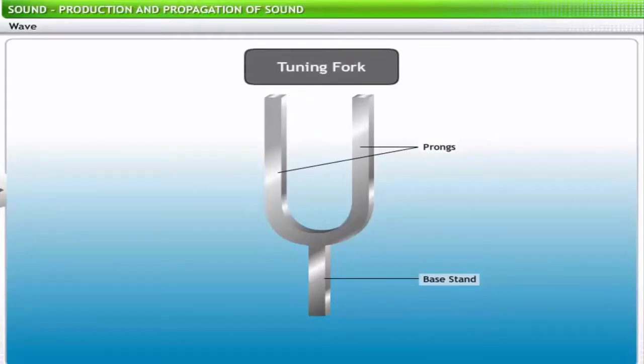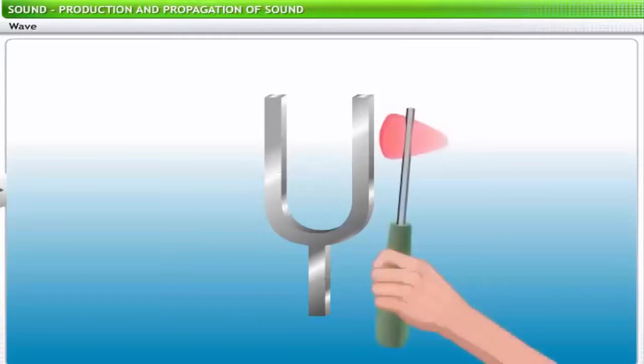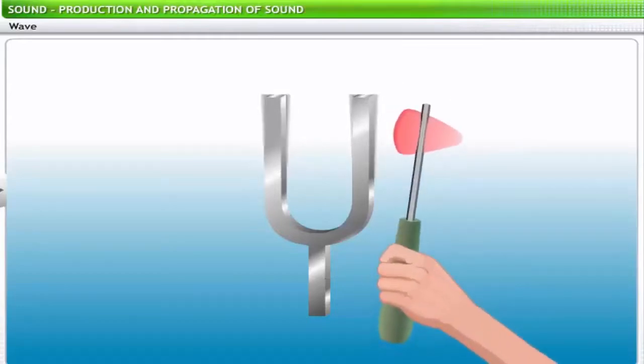Vibrating a tuning fork produces a small audible sound. Vibration involves to and fro motion of the prongs of the fork about a fixed point. This fixed point is also referred to as the mean position.